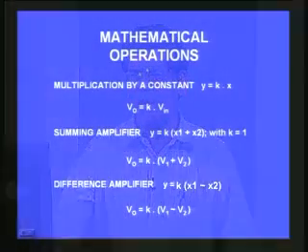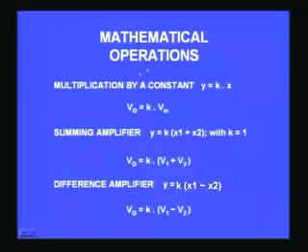What are the mathematical operations that op amps can perform? I have taken a few typical examples on the screen. You can see the different mathematical operations that one can perform. Number 1 is multiplication by a constant. That means the output y is equal to kx, where k is a multiplication constant.